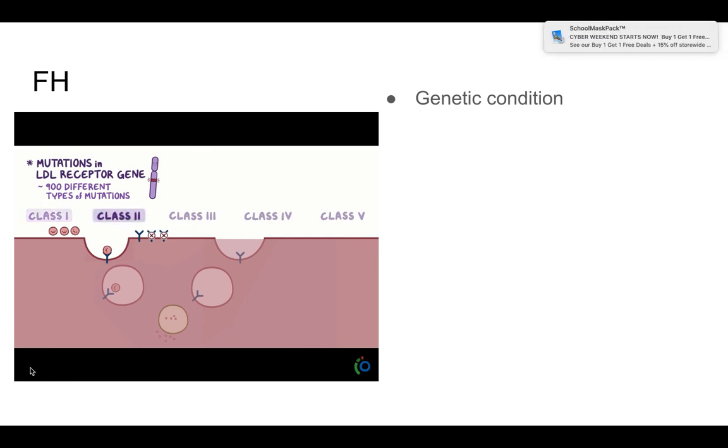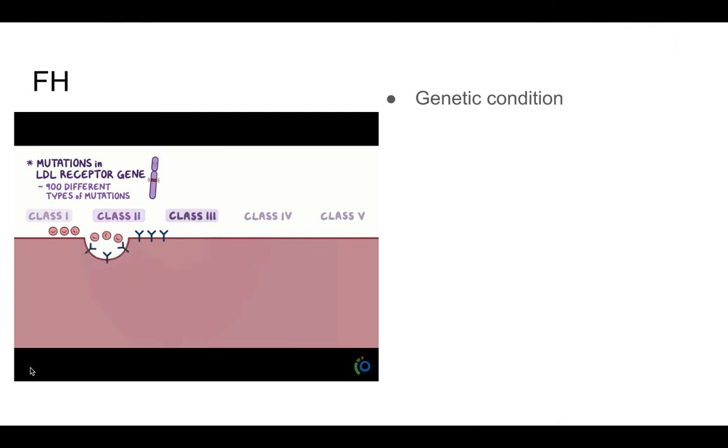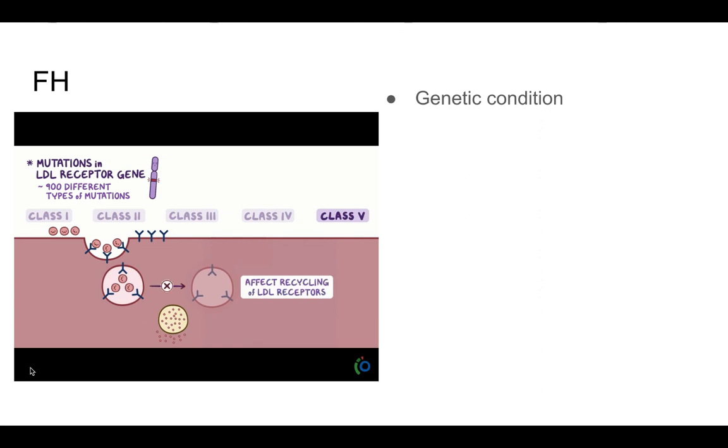Class 2 mutations affect the intracellular transport of LDL receptors back to the cell surface. Class 3 mutations affect the binding of LDL to LDL receptors. With Class 4 mutations, LDL receptor proteins can bind LDL efficiently, but they're not located in the coated pits. So even if they bind to LDL, the internalization of LDL fails. Lastly, Class 5 mutations affect the recycling of LDL receptors to the cell surface, which ultimately lowers the total number of functional LDL receptors present on the cell surface.